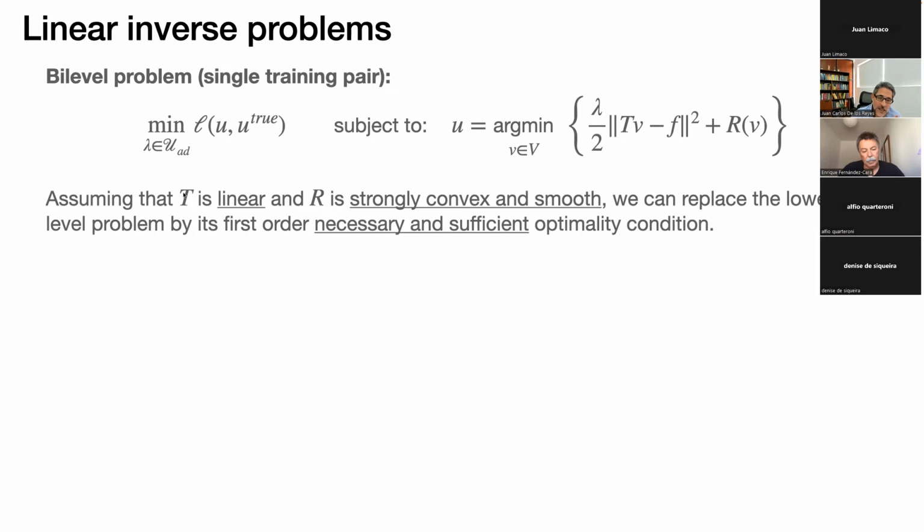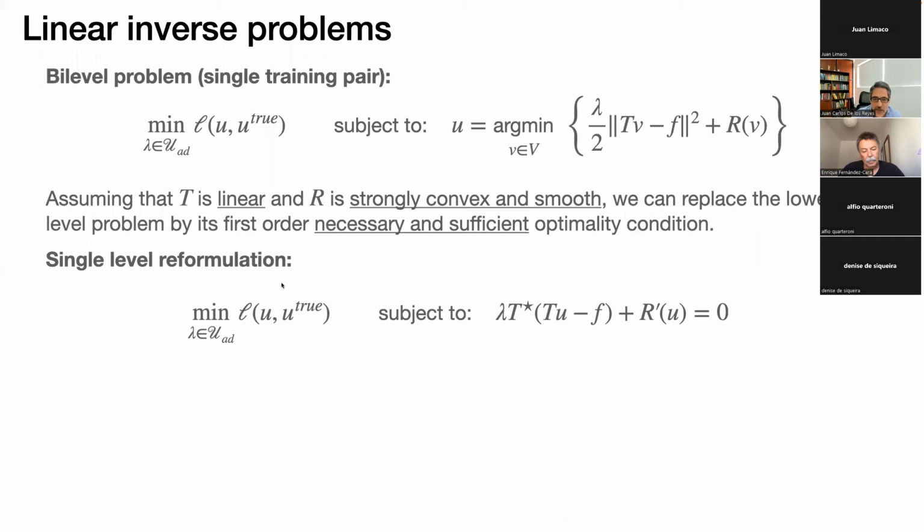Now, if the operator T is linear and this energy is smooth, basically strongly convex and smooth, then what you typically do is you replace the lower level problem by the necessary and sufficient optimality condition. So in this case, as we have the convexity, we can simply replace the condition, and we obtain a single level formulation where we want to match the ground truth signal. And apart from that, it is restricted by a system of equations. And in this case, of course, the whole optimization questions are quite standard to answer.